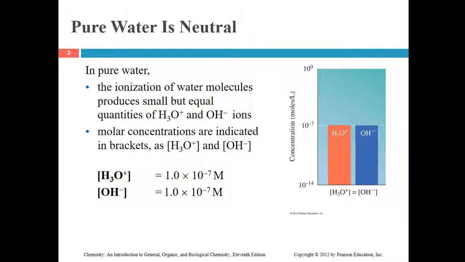So in pure water, the ionization of water molecules produces small amounts of hydronium ion and hydroxide ion concentrations. Those concentrations are indicated in brackets. In pure water, our hydronium ion concentration is 1 times 10 to the minus 7 molarity, and our hydroxide ion concentration is 1.0 times 10 to the minus 7 molarity. Notice they're equal concentrations. Molarity means concentration. So, of course, it's going to be neutral.